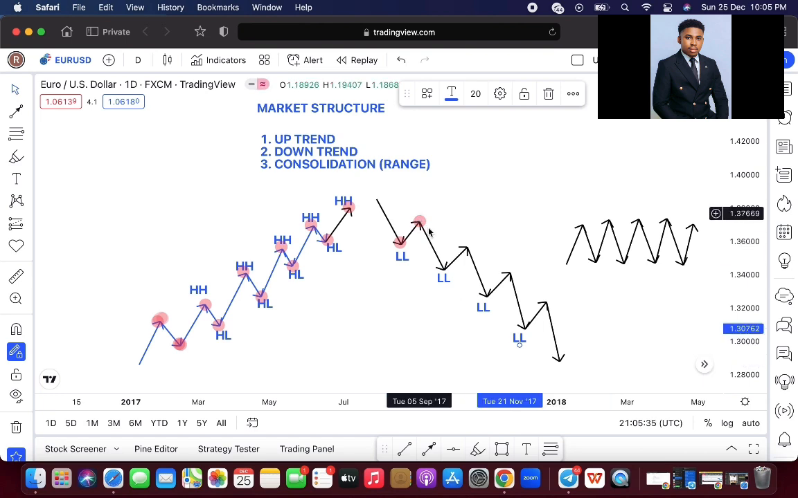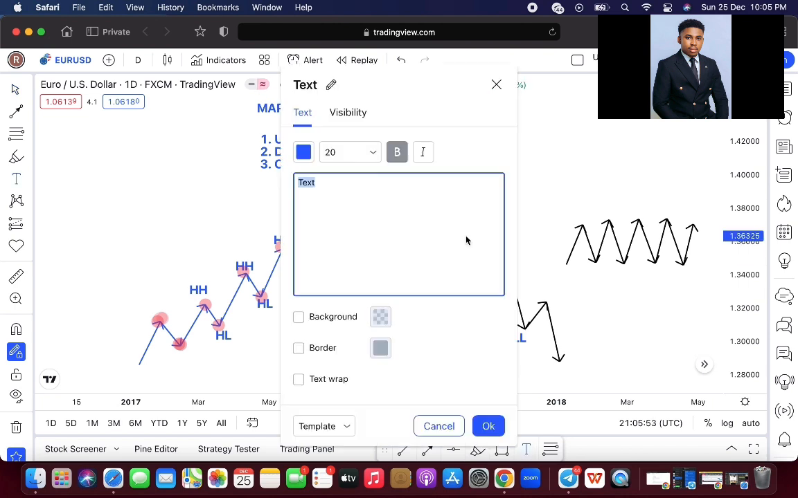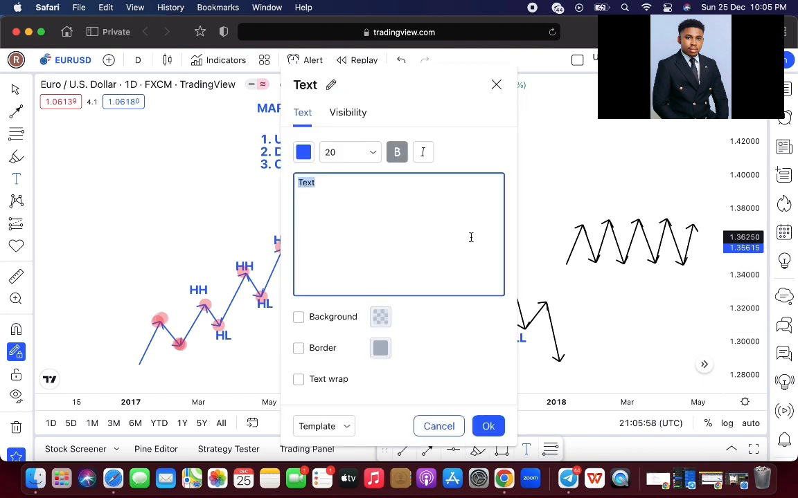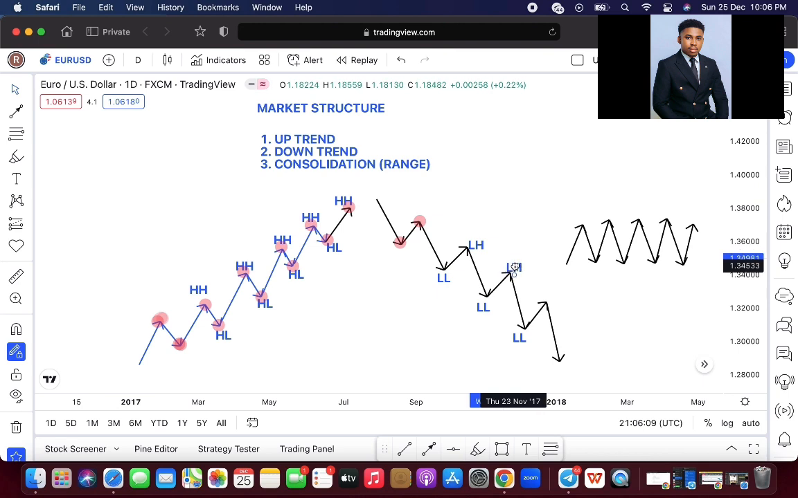Okay, and then we can see that this is the high that was created, and it created another high, but this high is lower than the previous high, so it's a lower high. You understand? So we're going to denote that with LH, showing lower high. Okay, so just write that here, LH. So we can see that this is a lower high, LH. Let's bring that down. Okay, so this high is also lower than the previous high, so it's another lower high.